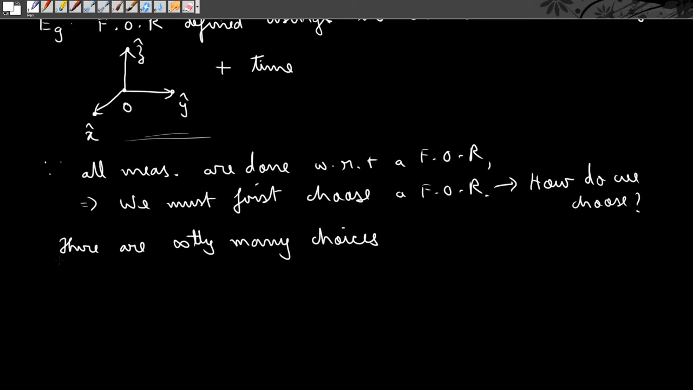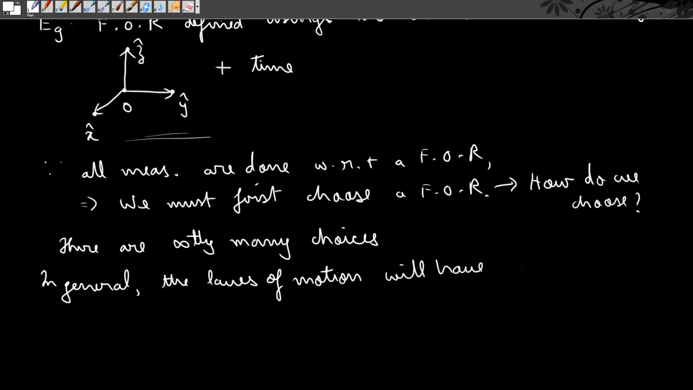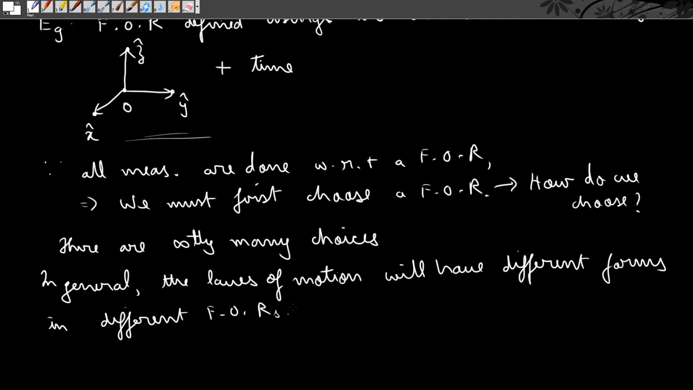Also, once we choose a particular frame of reference, in general, the laws of motion will have different forms in different frames of reference. That means that if I have two different frames of reference, I need not have the form of the laws of motion the same in both cases. Then how do we choose which is the correct frame of reference?